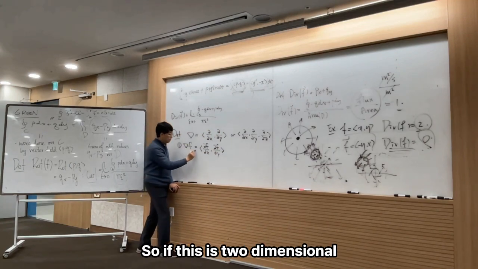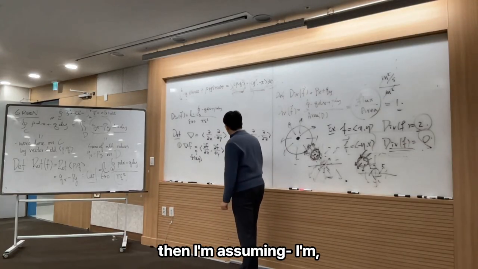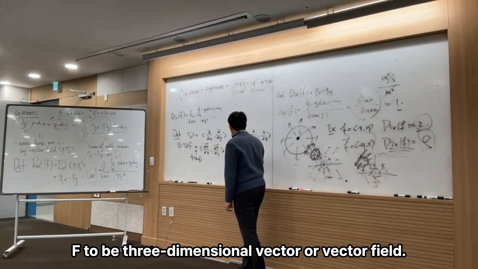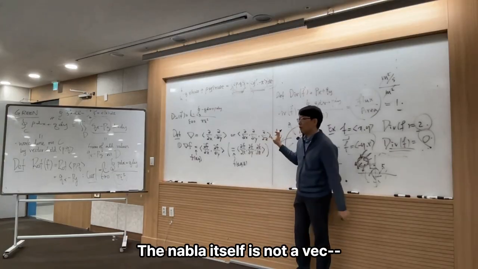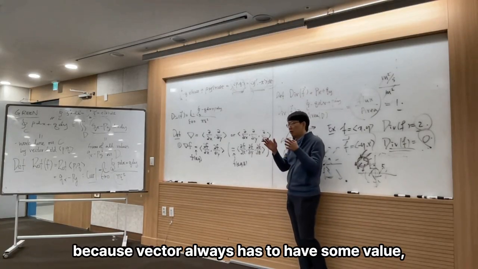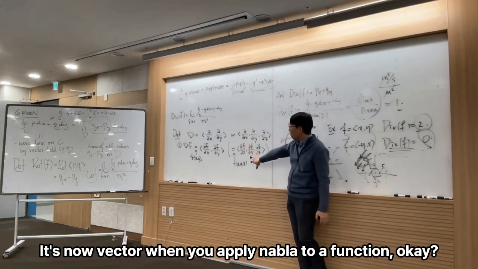If f is three-dimensional, that has three variables, then I'm defining nabla f to be a three-dimensional vector, or vector field, given by these coordinates. So nabla itself is not a vector. It's not a vector because a vector always has to have some value, but this does not have any value. It becomes a vector when you apply nabla to a function.